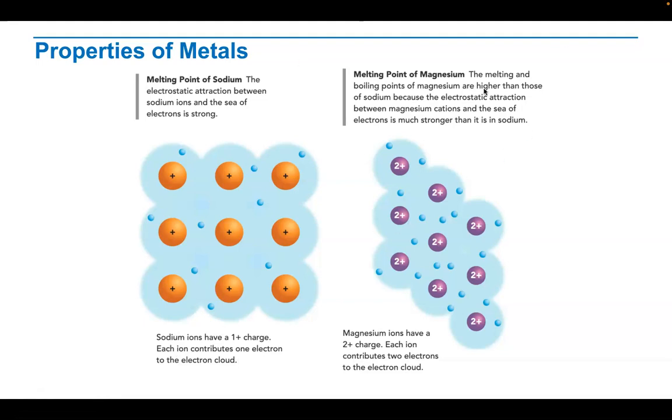However, the melting point and the boiling point of magnesium are higher than those of sodium because the electrostatic attraction between our 2+ magnesium cations and all the electrons in the sea of electrons is much stronger than it is in sodium. This is because magnesium ions have a 2+ charge, and each ion contributes 2 electrons to the electron cloud. As you have more valence electrons, and we'll see that transition metals can be very picky with how many valence electrons they have, the higher the melting and boiling points will be.